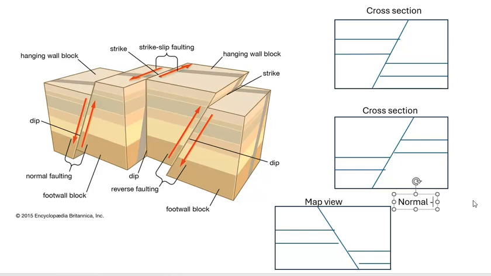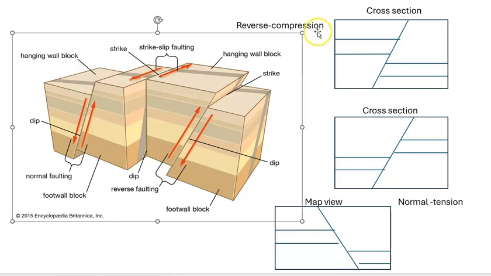And the reason that we get this type of fault is by tensional stress, tension, right? So that's this view here. Up here, this one with the reverse fault, we're going to say that that one is a reverse fault, and that's because of compression. So that's the stress associated with a reverse fault.